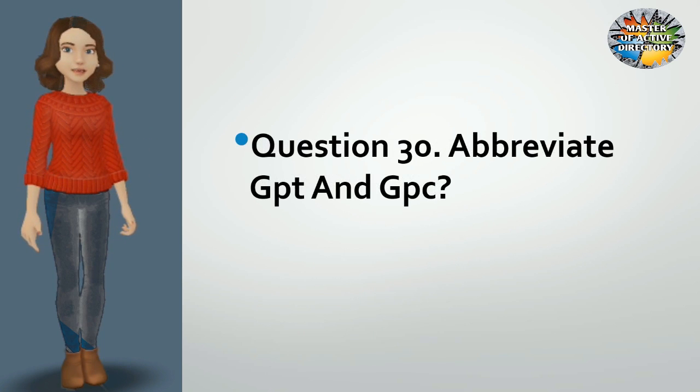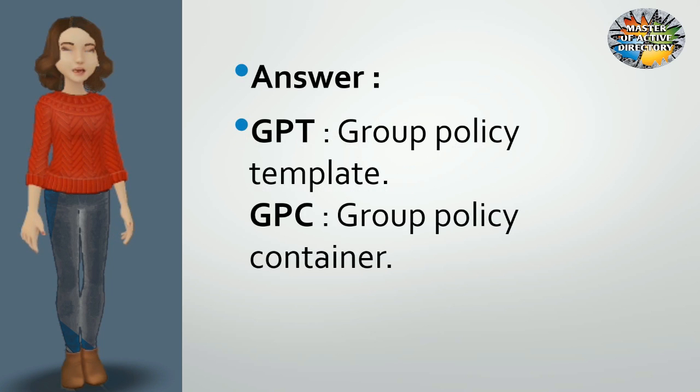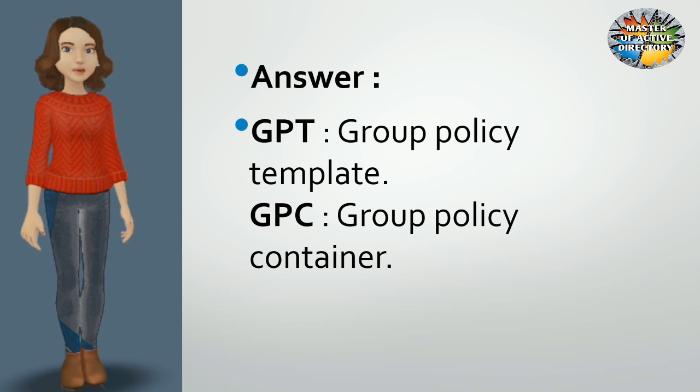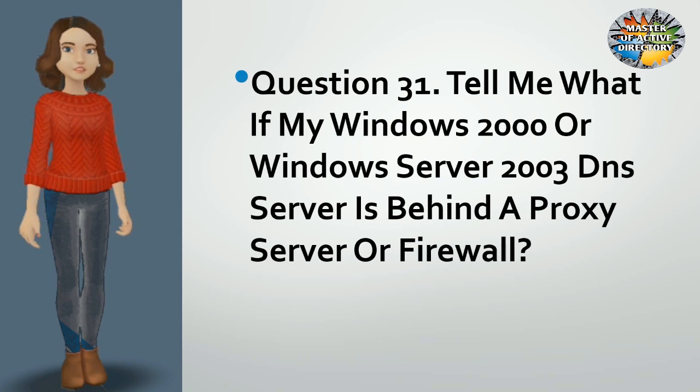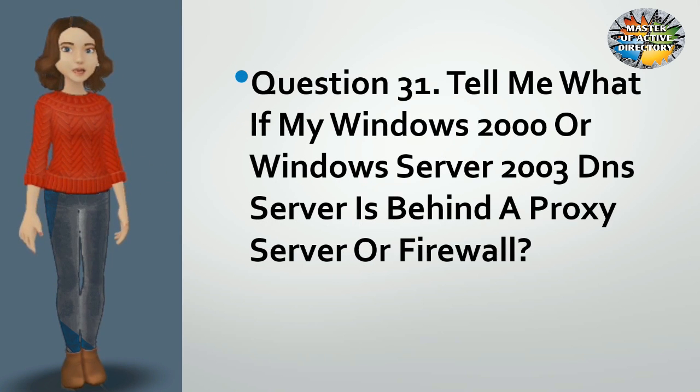Question 30. Abbreviate GPT and GPC. Answer. GPT, Group Policy Template. GPC, Group Policy Container. Question 31. Tell me what if my Windows 2000 or Windows Server 2003 DNS server is behind a proxy server or firewall.